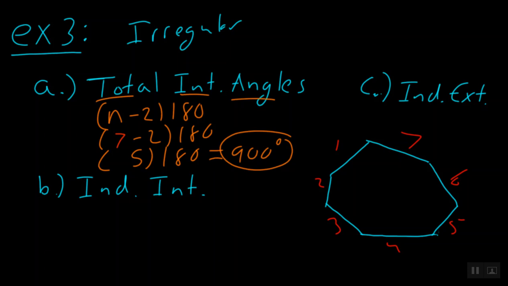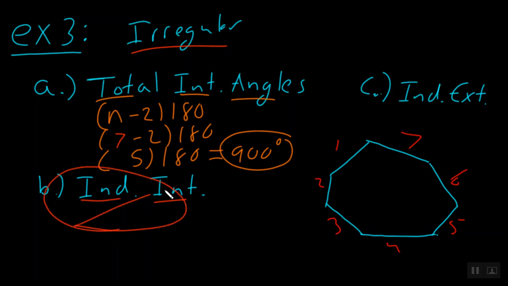Now our next question is this: can we find the individual interior angles? Check it out. For an irregular polygon, the answer is emphatically no. Because those angles are not evenly divided, we can't just divide by 7. It won't work. What about for letter C? Can we find the individual exterior angles? And once again, the answer is emphatically no. We can only find individual interior and individual exterior when given just a polygon if it's regular. And if it's irregular, we can only work through the total interior angles.